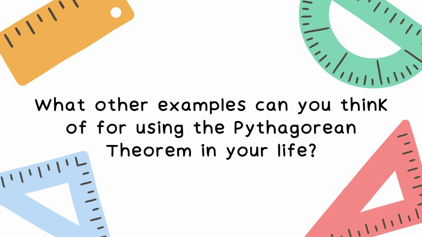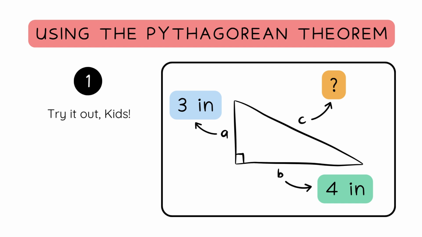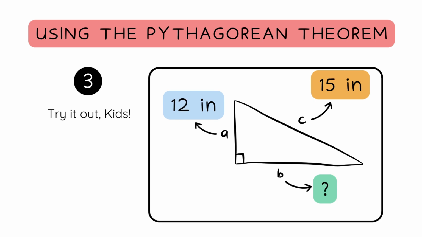So here's a question for you guys: what other examples can you think of for using the Pythagoras theorem in your life? Write down your answers in the comment section, and let's see how creative you are. These are the questions that you have to try and write the answers to in the comment section. I'll check it out. This is question number 1, 2, and 3. Just apply all the 3 steps that we have studied so far and solve for the unknown.